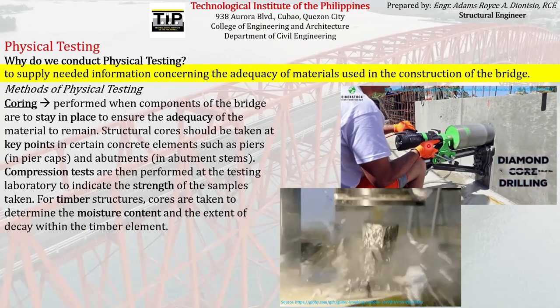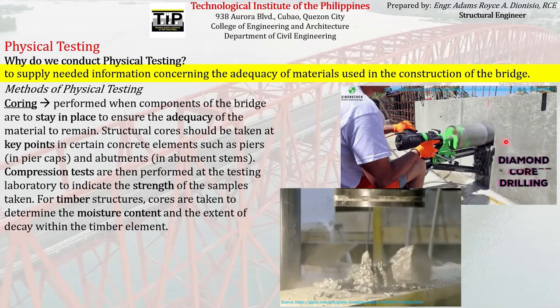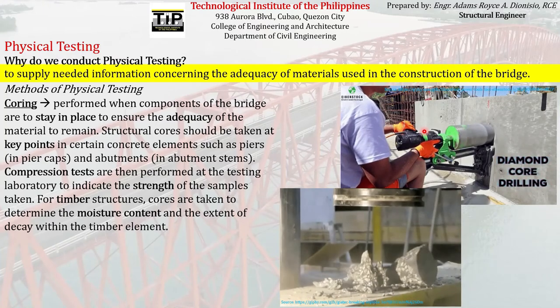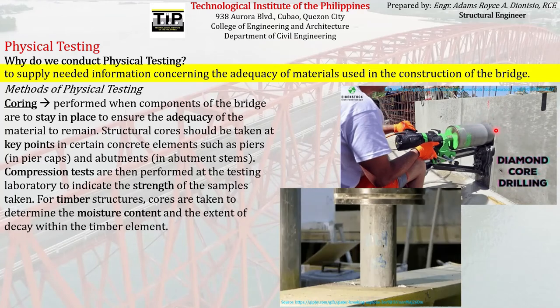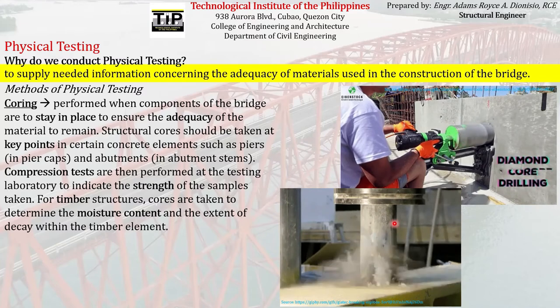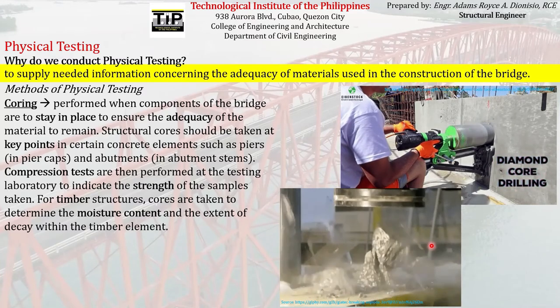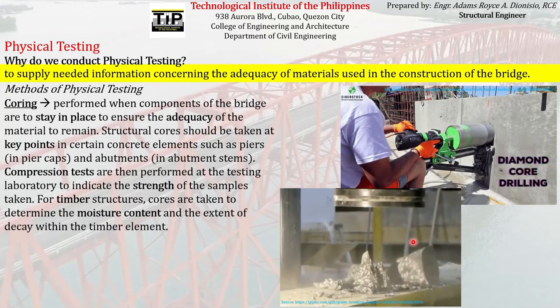Again, we conduct that physical testing, the coring, to ensure the adequacy of the material to remain here. Usually we conduct coring for those bridge components that are needed to stay in place, because obviously we cannot subject to compressive tests those actual bridge components that are already erected on site. So we just have to take some of its part and then take that core sample to the testing laboratory and subject it to compression tests for us to know the present performance or present strength of that particular component of the bridge structure.